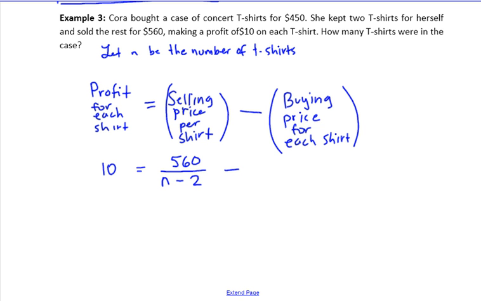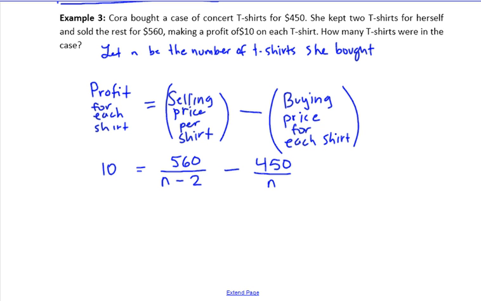Okay, minus the buying price for each shirt. She spent how much money? 450. For how many shirts did she buy? Let n be the number of shirts, so we write here just n. So n is how many she bought. How many she sold was n minus 2 because she kept 2 for herself.